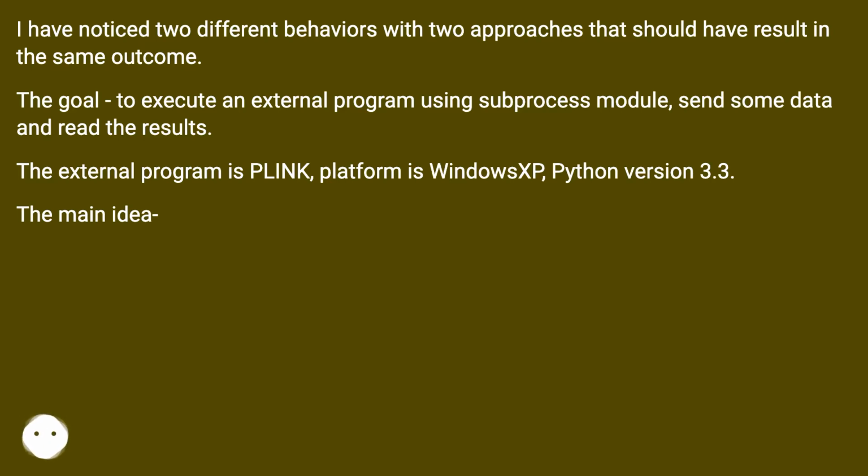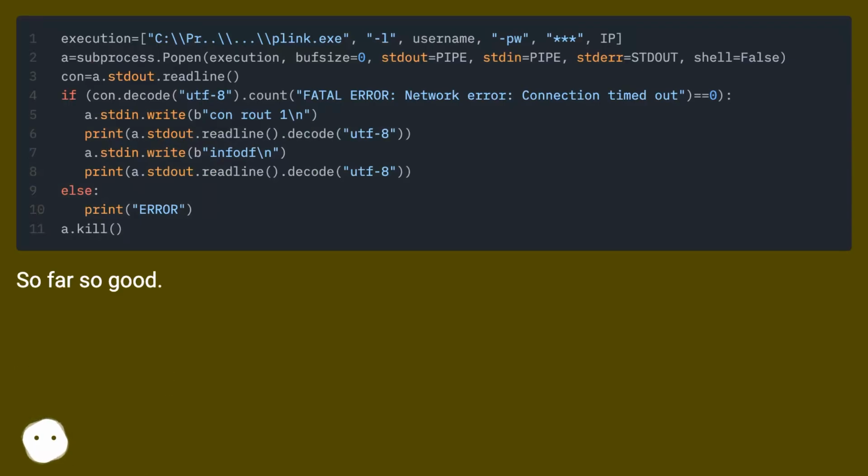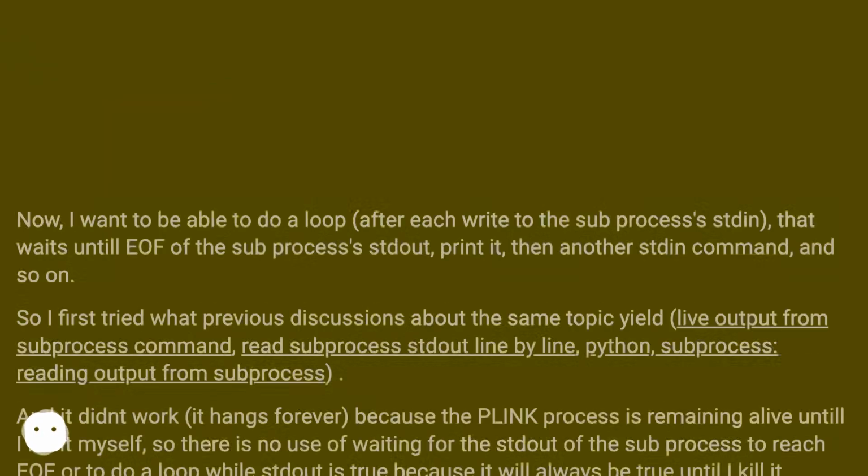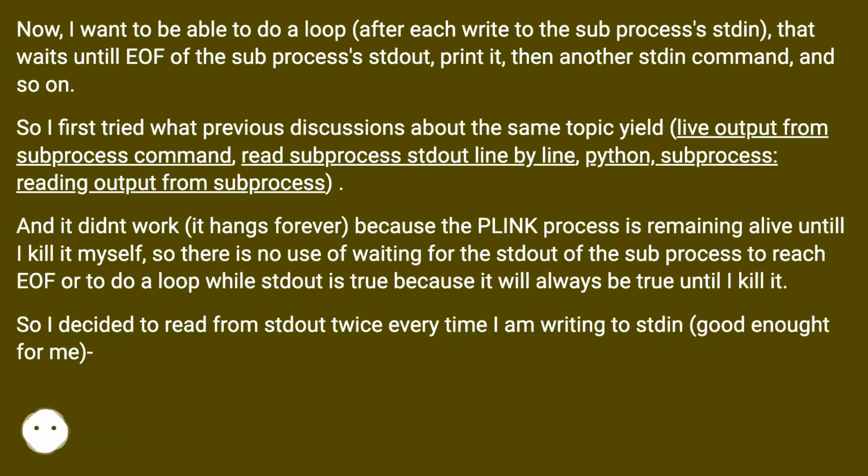The main idea. So far so good. Now, I want to be able to do a loop, after each write to the subprocess's stdin, that waits until EOF of the subprocess's stdout, printed, then another stdin command, and so on.